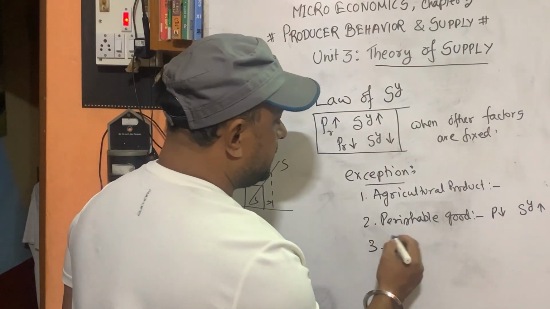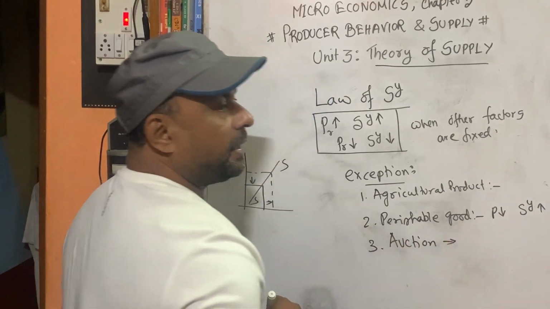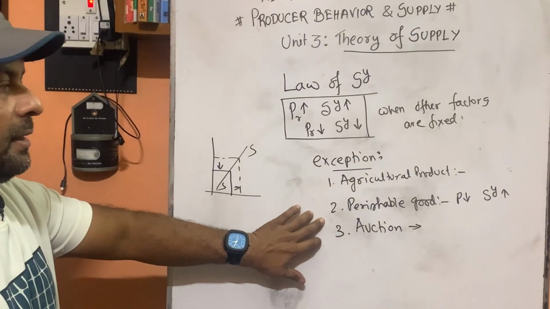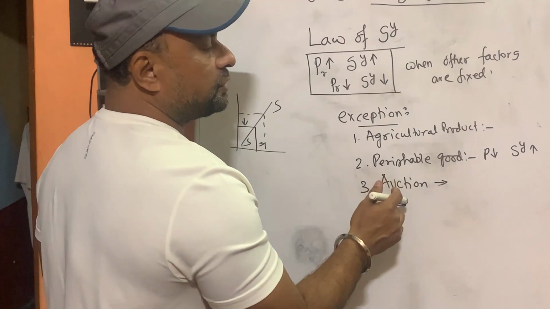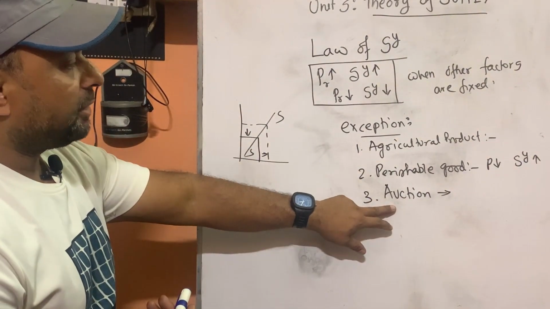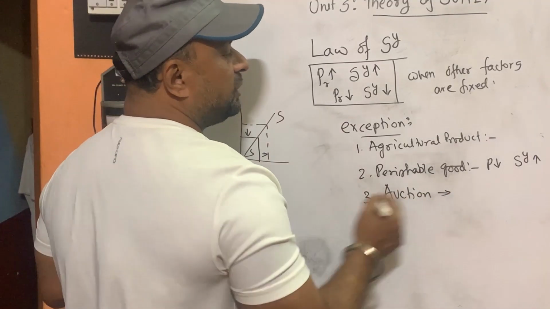The third exception is auction. Okay, auction means, in an auction what happens? Generally, there are very few goods, rare goods. One or two items are there. This is called an auction. So during an auction what happens? Price continuously increases, but supply of the good is fixed.